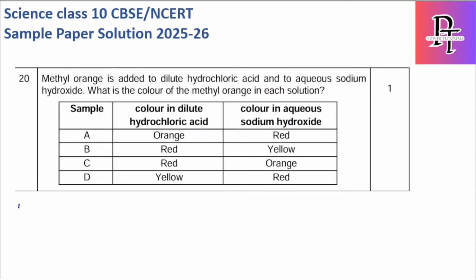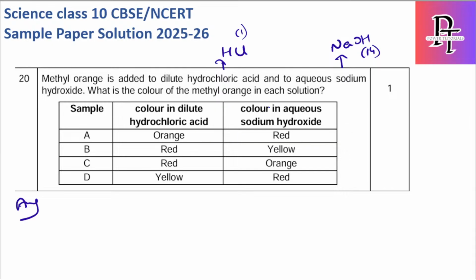Let's move to 20th. Methyl orange is added to dilute hydrochloric acid, to the aqueous solution, and to the aqueous sodium hydroxide. So what is hydrochloric acid? Hydrochloric acid is HCl, which is a strong acid. Aqueous solution of sodium hydroxide is a strong base, which is NaOH. So this pH is around 14 and this pH is around 1.